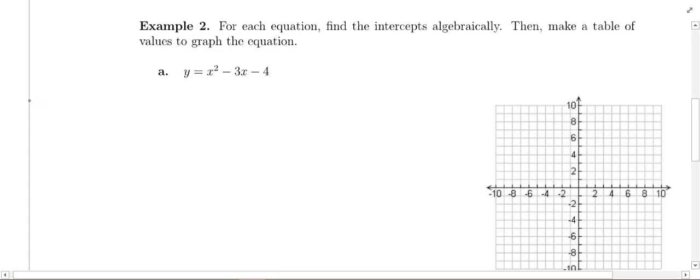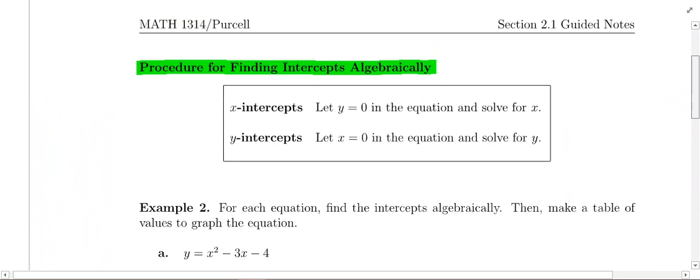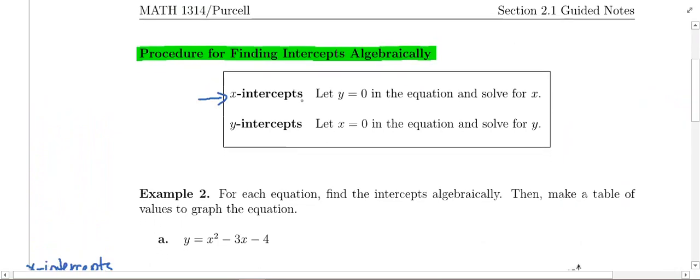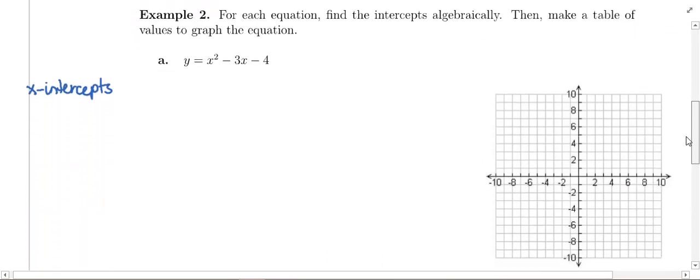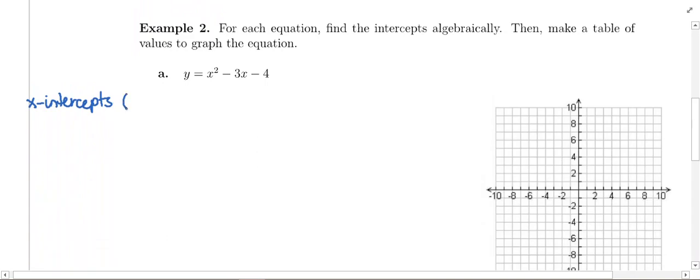So for the x-intercepts, I'm going to write this down. And what I do, if I'm finding an x-intercept, as soon as I write that down, I write out to the side the procedure for finding an x-intercept. So remember what it is. If you want an x-intercept, you need to set y equal to 0 and then solve for x. So to find an x-intercept, I need to go to my equation and set y equal to 0. So let's do that.